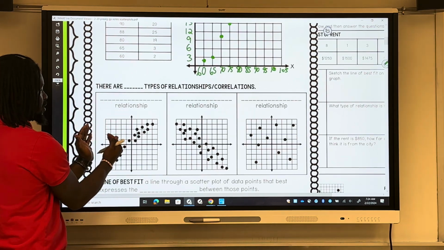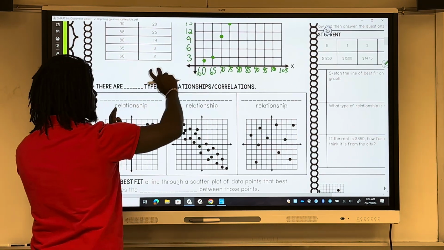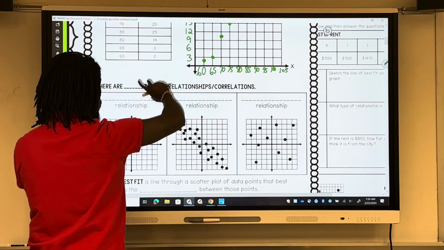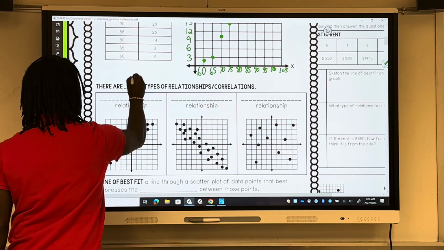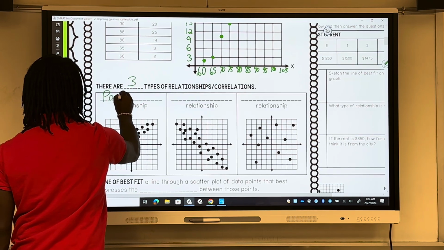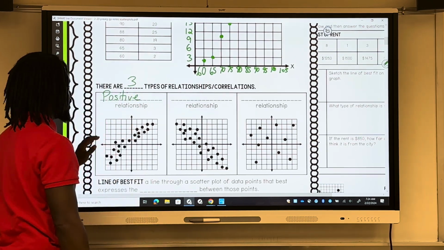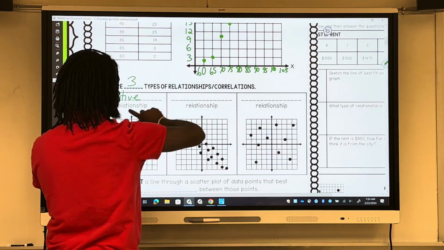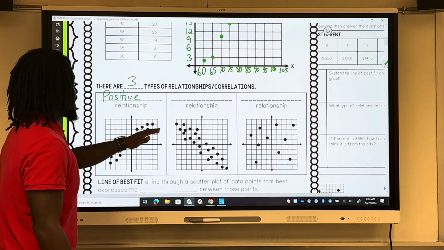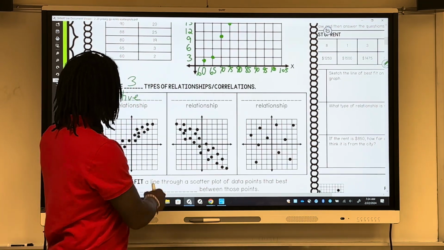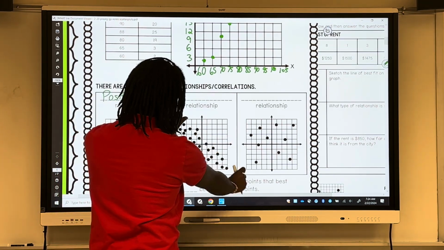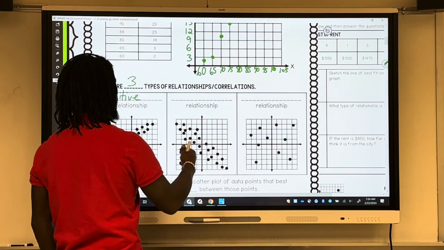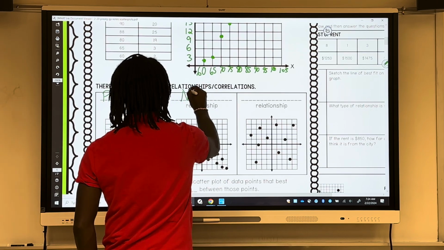When the data is moving up to the right, as you're going from left to right, that is a positive relationship. So positive, as it moves from left to right, it is increasing. The values are increasing. The opposite, as you go from left to right, when the values are going down, it is a negative relationship.